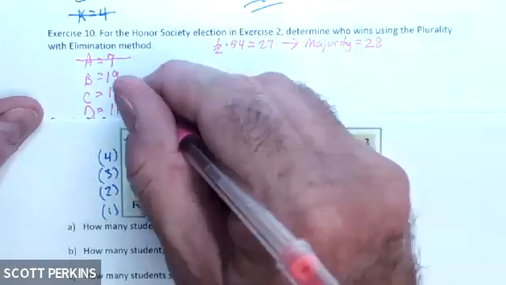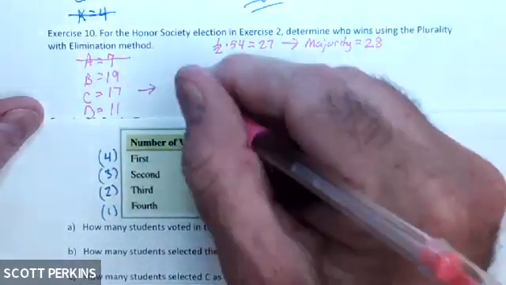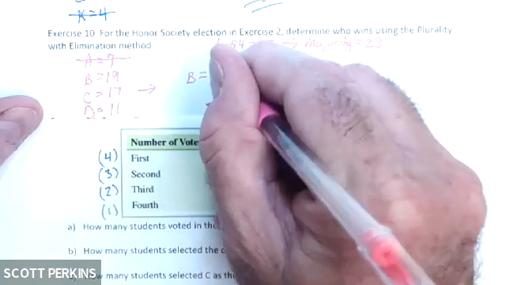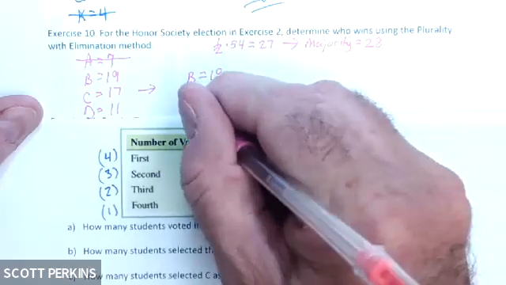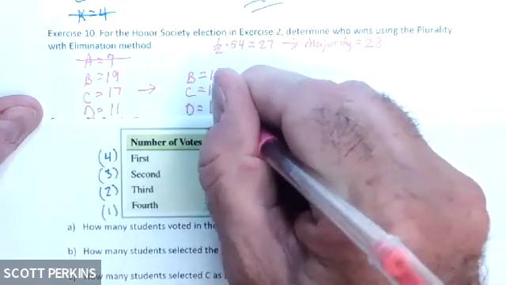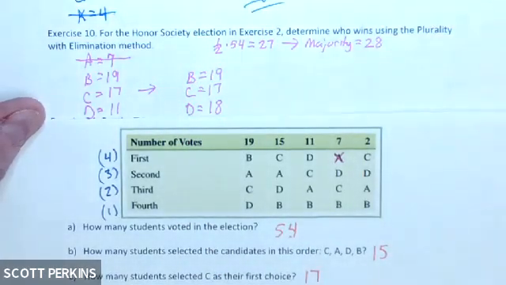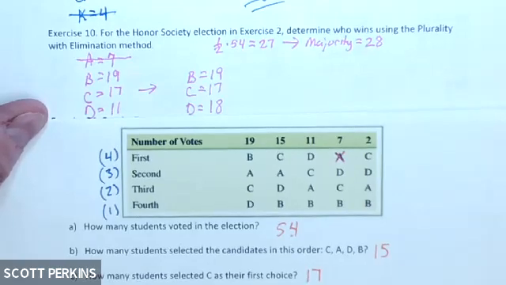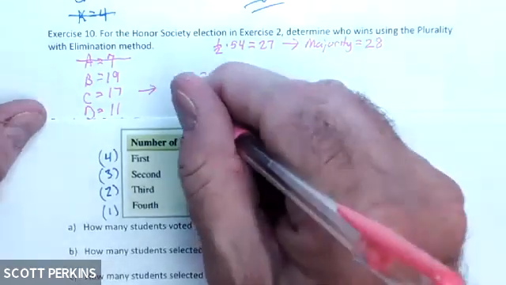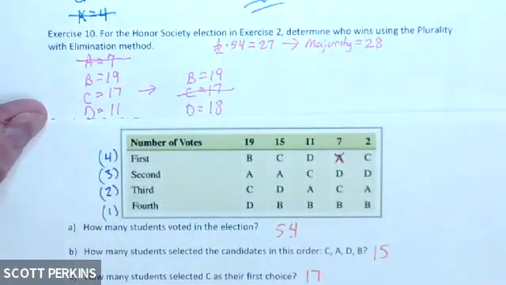So here we go. Let me redo my totals. Betty got no new votes. Camille got no new votes. And Don got 7 new votes. So Don's up to 18. All right. Did anyone get a majority that time? Unfortunately, no. So we've got to go through the whole cycle one more time. Who are we kicking out this time? C. Yes. Goodbye. So we're going to go to C.